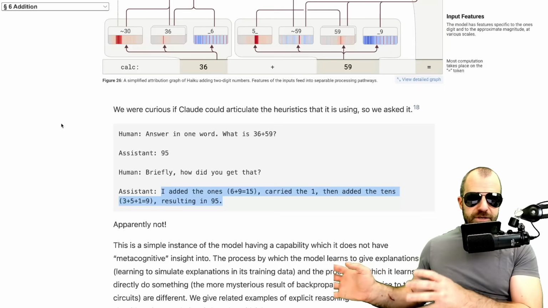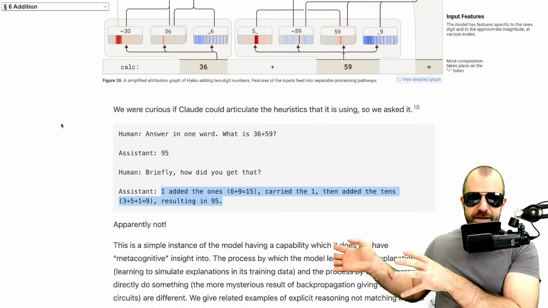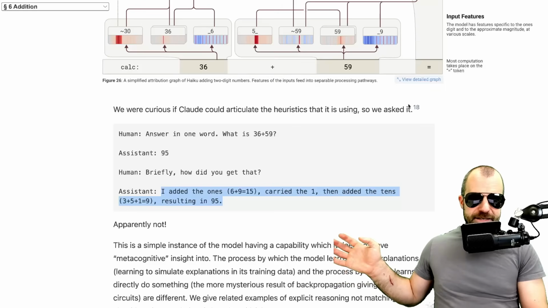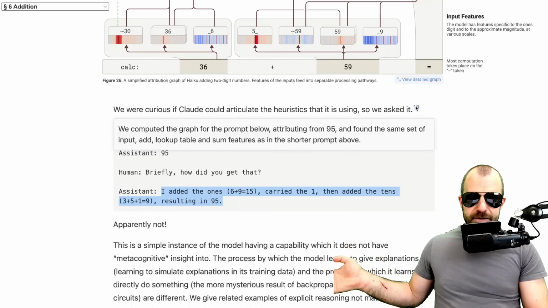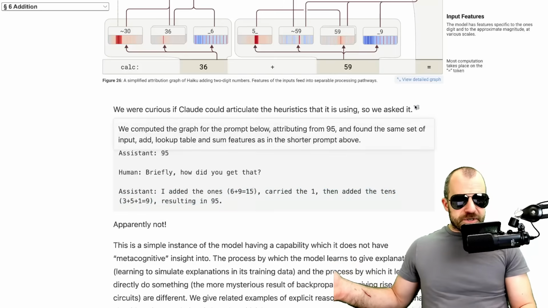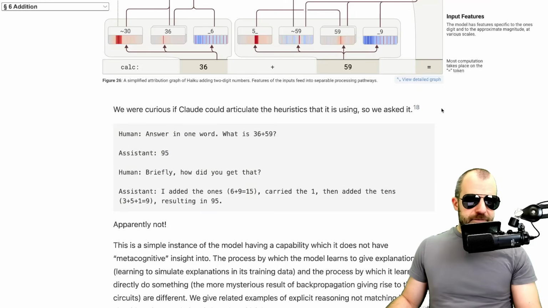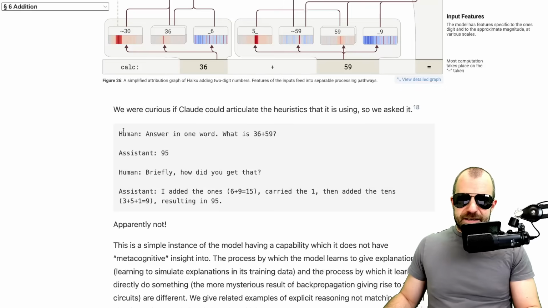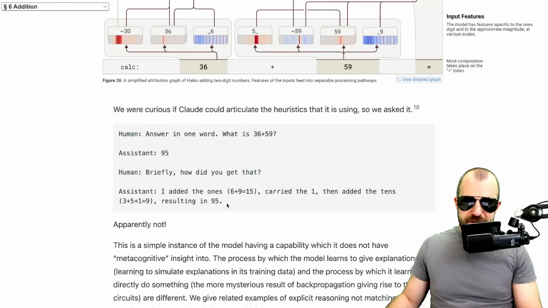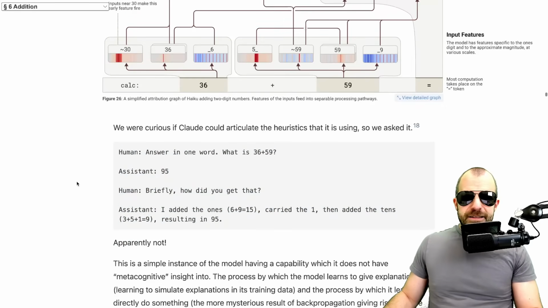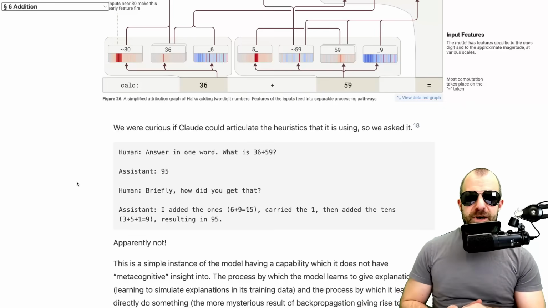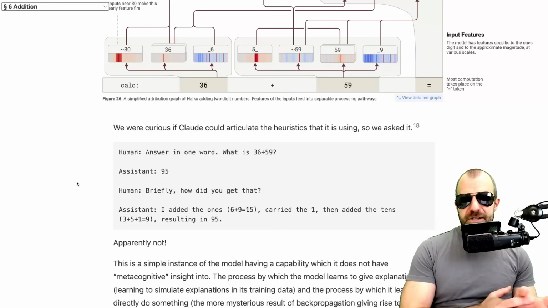So it could totally be that the transformer is able to... okay, what does this mean? We computed the graph for the prompt below, attributing 95, and found the same set of input lookup table features as in the shorter prompt above. Okay, it just means that here these features are active too. But again, the feature activation is done by the transcoder, and the answer is done by the transformer.